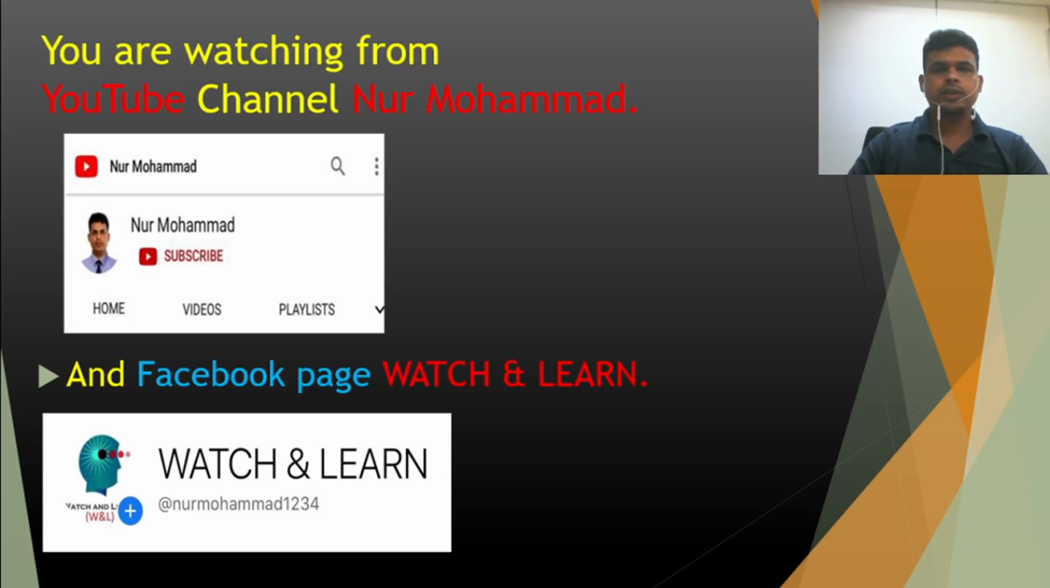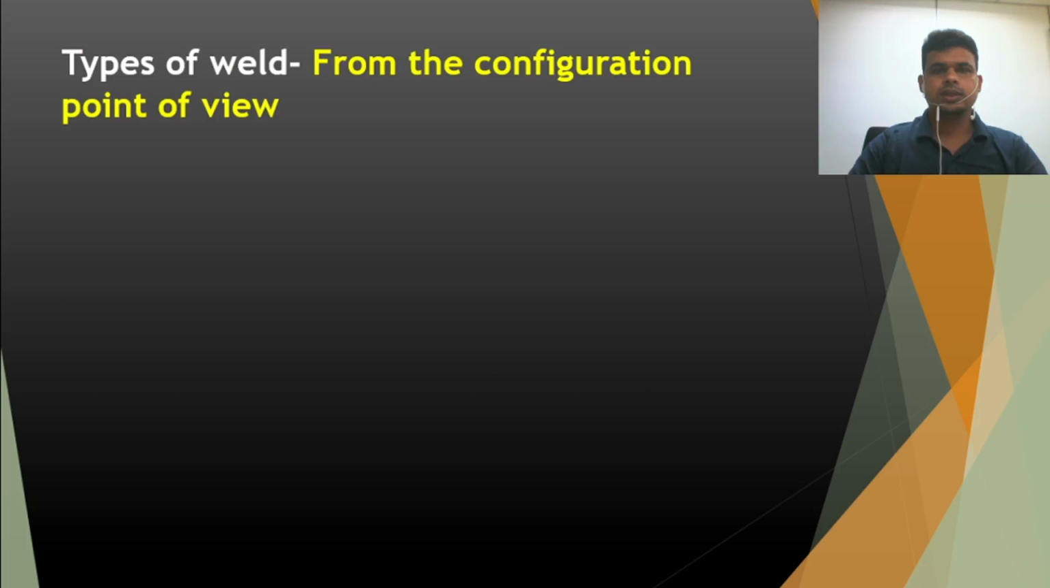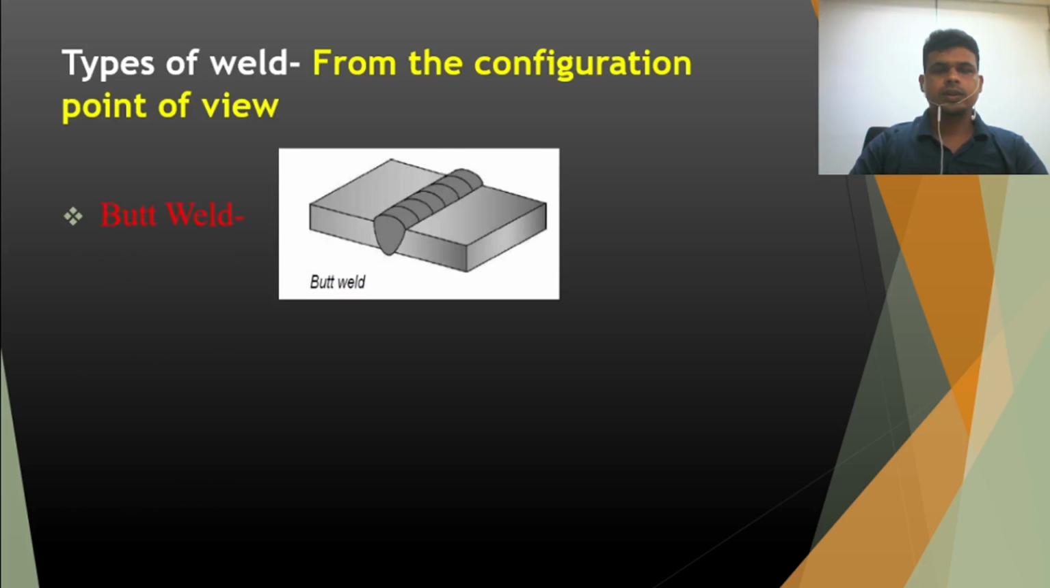So let's see what we have today in our lecture. Types of weld from the configuration point of view. If we consider the configuration point of view, then one type of weld is the butt weld. You can see in the figure, this is the butt weld configuration.